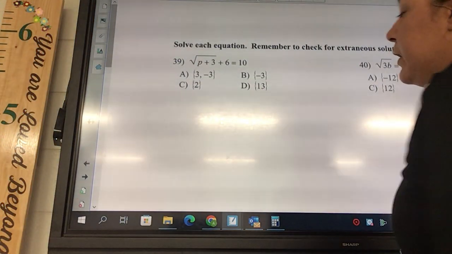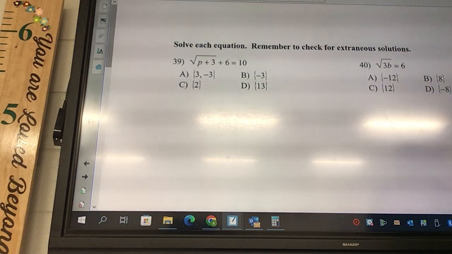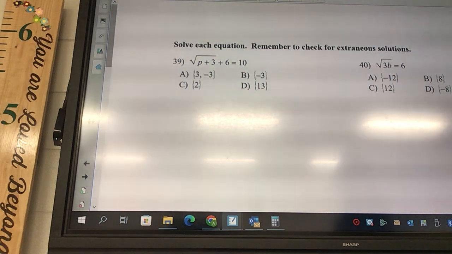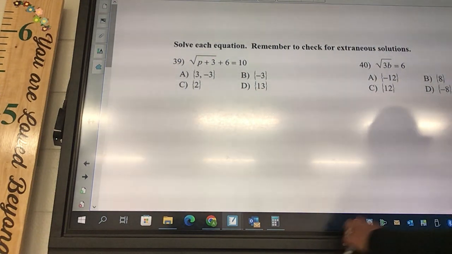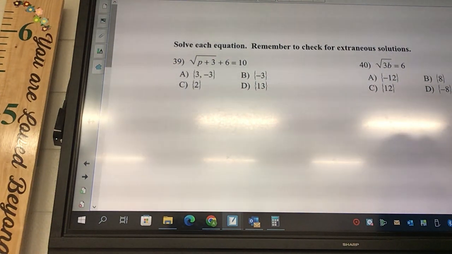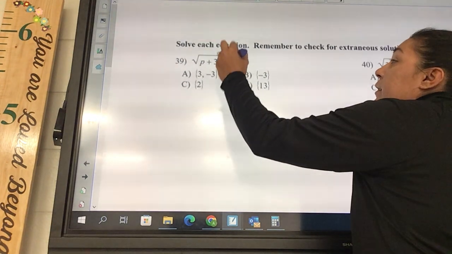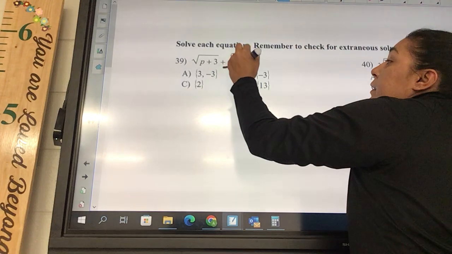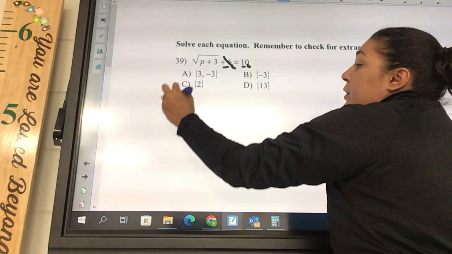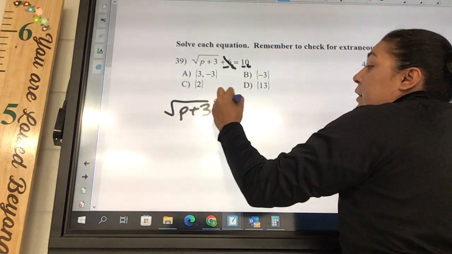If we look at this one, there are two ways to do these. However, I would suggest solving. Okay, so what needs moved first? The 6. Okay, so we're going to say minus 6, minus 6, minus 6. Okay, so I'm going to get square root of p plus 3 equals 4.